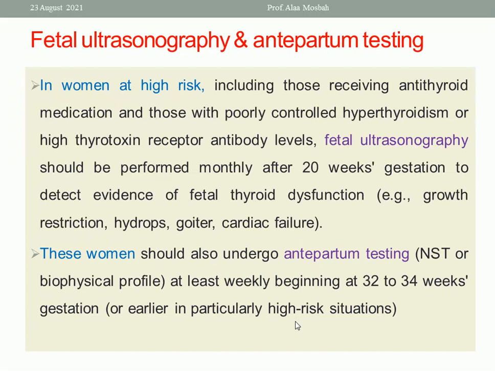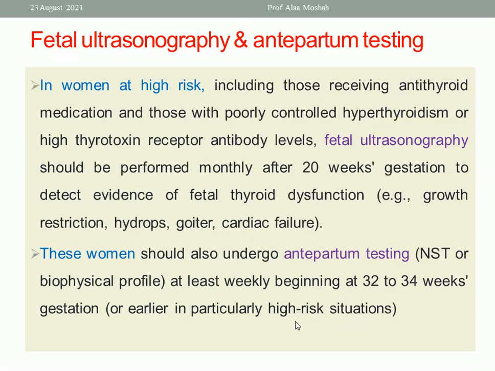What else as regards investigation may be needed during pregnancy? Fetal ultrasonography and antepartum testing in women at high risk, including those receiving antithyroid medication and those with poorly controlled hyperthyroidism or high thyroxine receptor antibody levels. Fetal ultrasonography should be performed monthly after 20 weeks gestation. Why? To detect evidence of fetal thyroid dysfunction, which results in growth restriction, hydrops, goiter, cardiac failure. So ultrasonography is important at a gestational age of 20 weeks and later on.